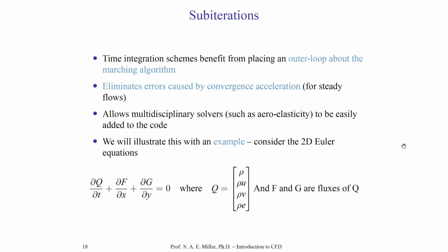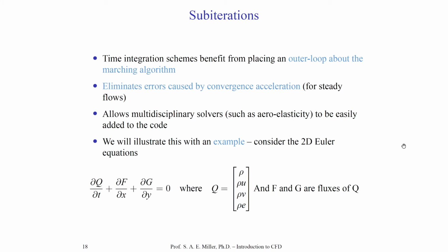This is rather confusing, and it'll be shown in practice, and it'll make much more sense. This will allow especially multidisciplinary solvers, such as aeroelasticity solvers, to be easily added to the code. So this is not required, but it's used to just accelerate the convergence of the solver, typically, especially for unsteady flows. So when we're selecting steady flows, we'll also have an option of understanding what the sub-iterations are.